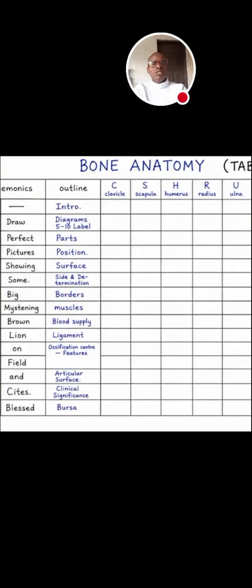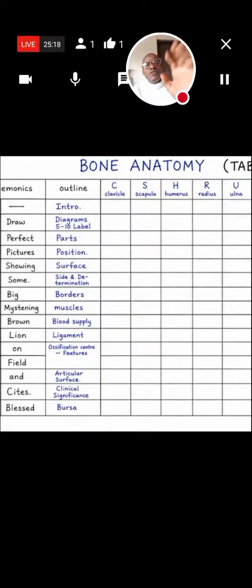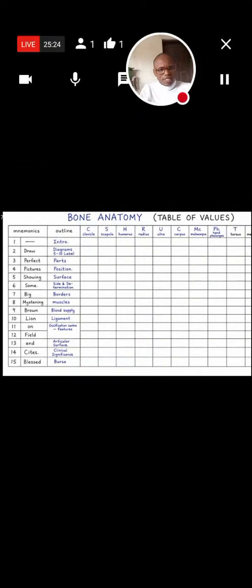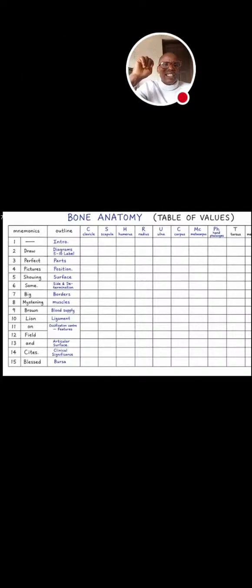So this is the bone table of values, and the first thing we want to learn is the different bones. Now take a few seconds and ask yourself, how many bones can I list? Just take 5 seconds. I'm going to count like 30 seconds, and then you're going to close your eyes. Take your book and take your eyes away from this shared screen, and then try to ask, how many bones can you recall?